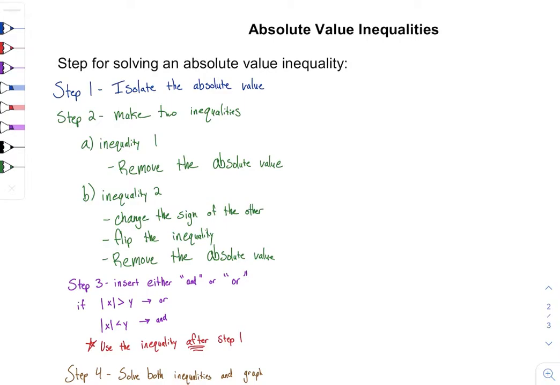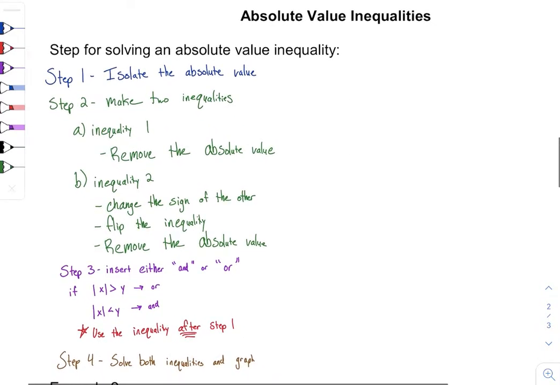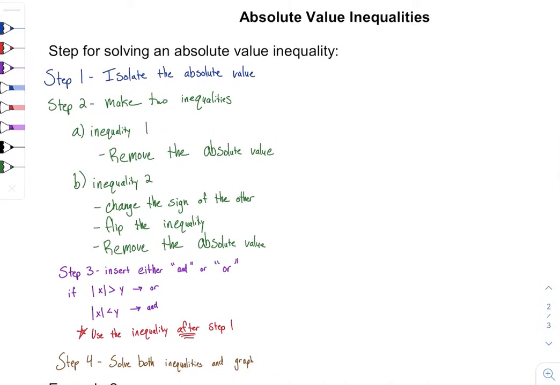Hello everyone and welcome to example 2 for absolute value inequalities. We're going to go through the steps and solve an example. In the first video I showed you the steps and wrote them down as we were doing it. Here are all the steps. If you didn't get a chance to write them down, you can pause it and do that now. But we're going to go through each step and do that for the following example.